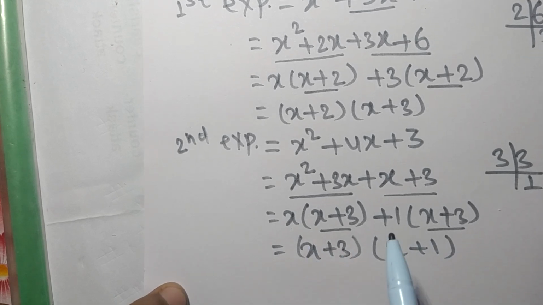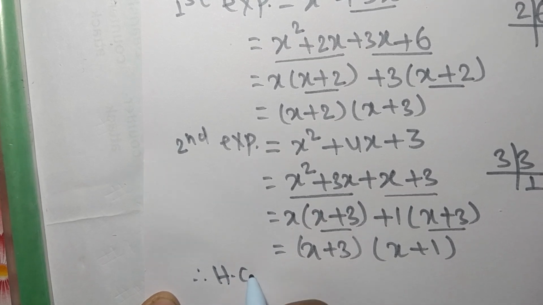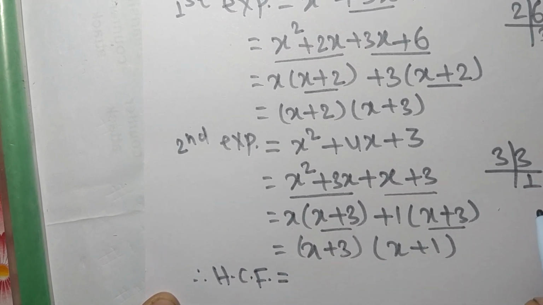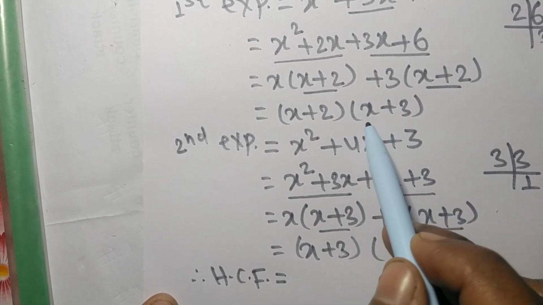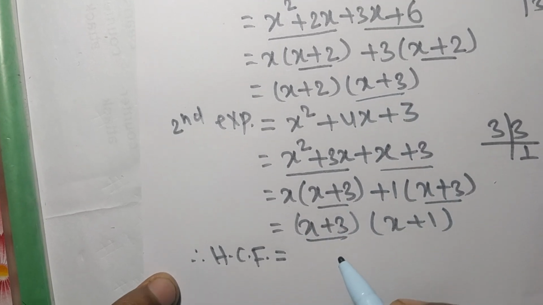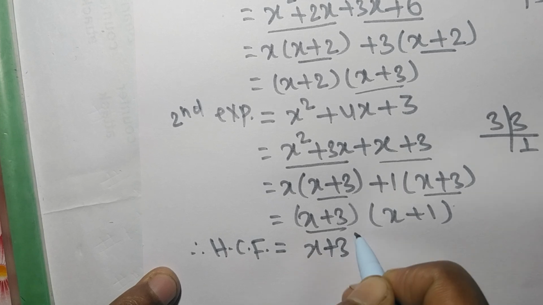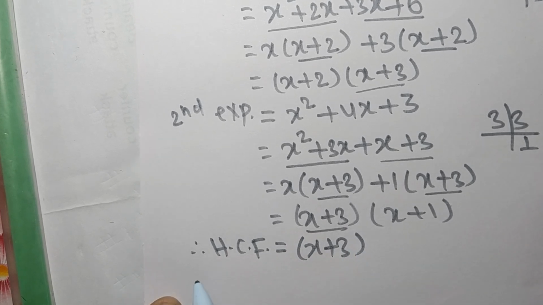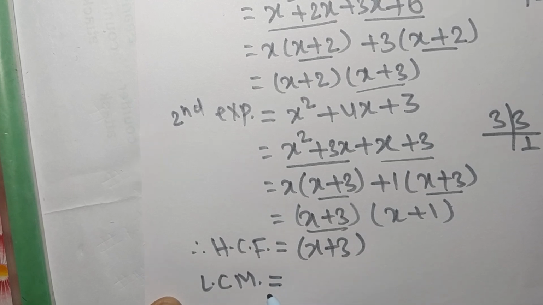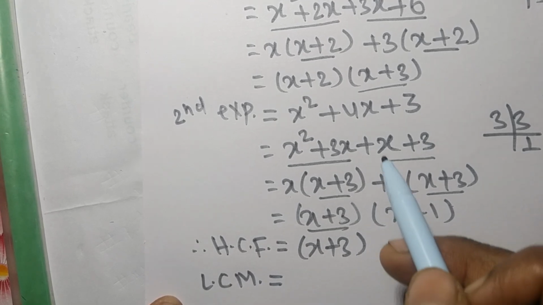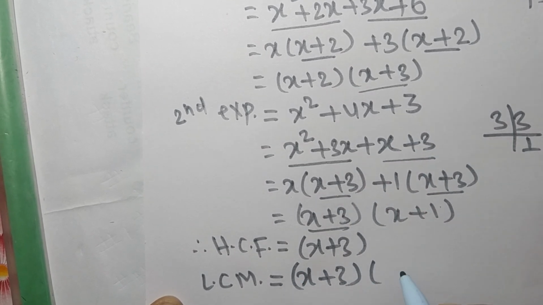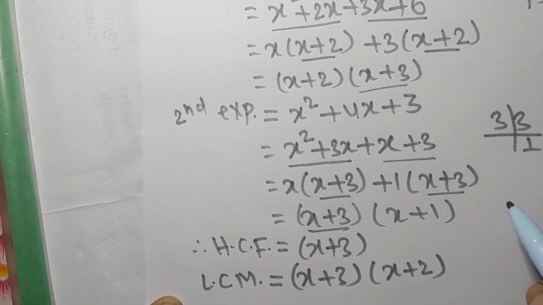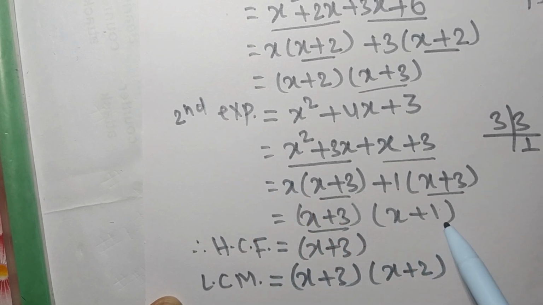Now we shall find its HCF, and HCF means common factors. Common in first and second is that both contain x plus 3. So its HCF is equal to x plus 3. Its LCM is equal to the common factors, and common here is x plus 3. So x plus 3 is common. Remaining in the first is x plus 2. In the second expression, remaining is x plus 1.